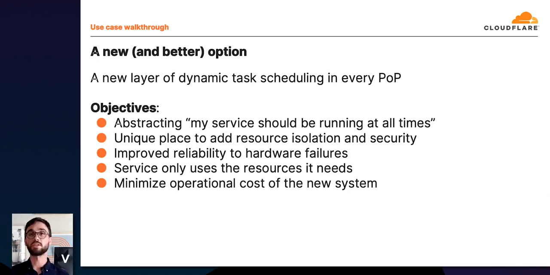So that gives us improved reliability to hardware failures, because with dynamic task scheduling, if there's a service running on a machine and that machine goes down for any reason, it's just going to get rescheduled to another machine and it's going to stay online. Additionally, because you don't need to provide extra reliability by running the service in more places than you need, it only uses the resources that it needs at any point in time.